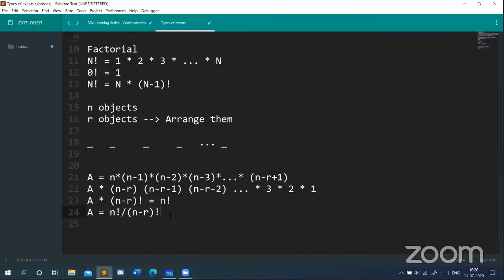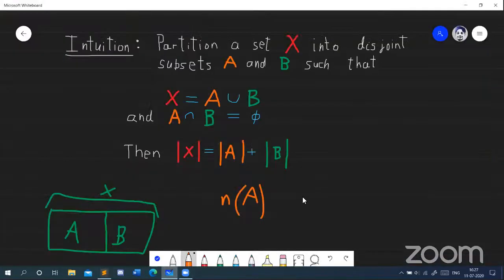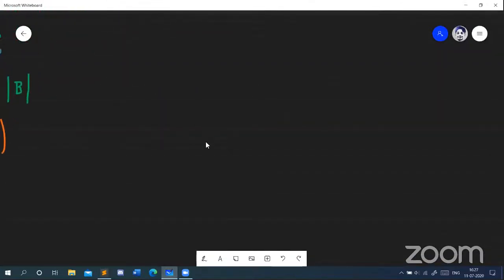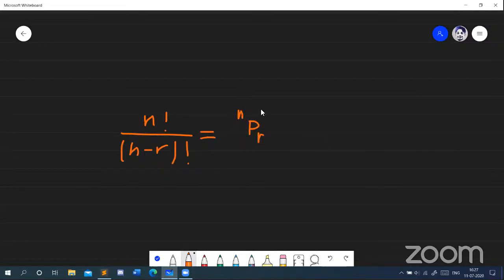Now, why did we choose to do this? It's just better compact notation. I wouldn't like to write a whole product just to explain someone my answer, right? So this compact notation will help us. Now I'll move on to some more compact notation. That was n factorial over n minus r factorial, and we denote this as nPr, a permutation of n things taken r at a time, right? So I hope that's clear.